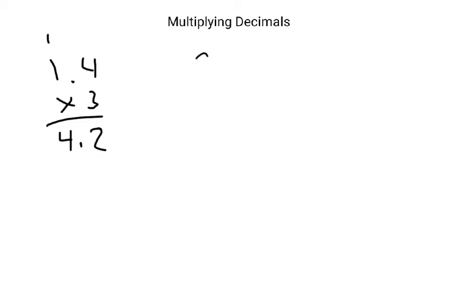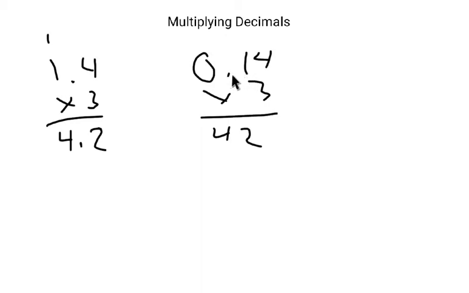If this had been 0.14 times 3, we're still going to have a 4 and a 2 in the answer, because we're going to do it like it's 14 times 3, but we're going to have two decimal places in the answer. So we have to go over 1, 2, and put that decimal in.